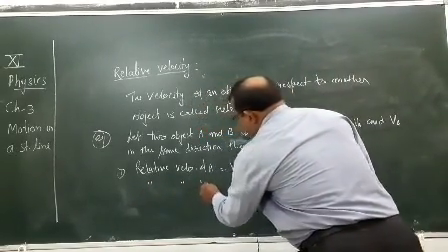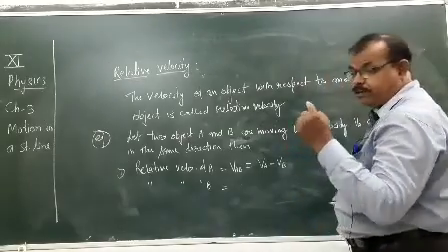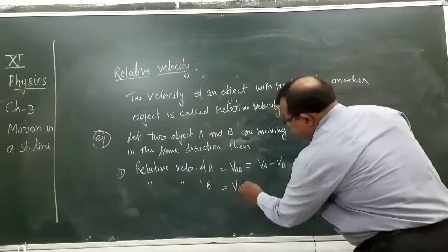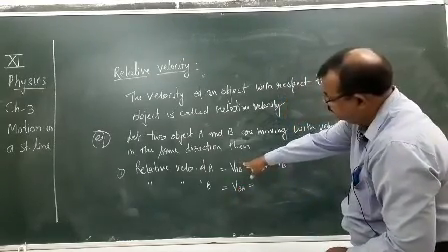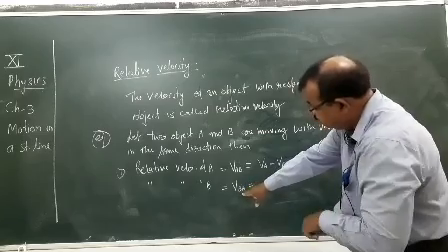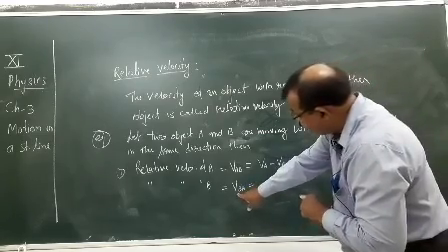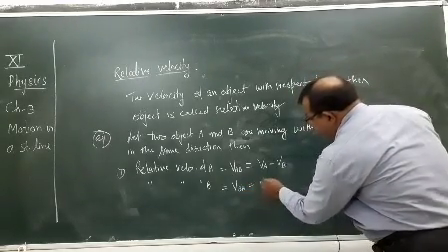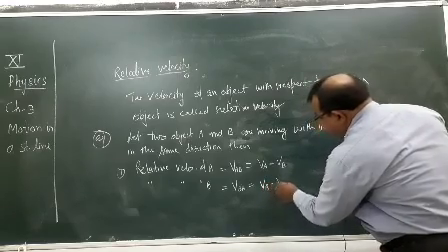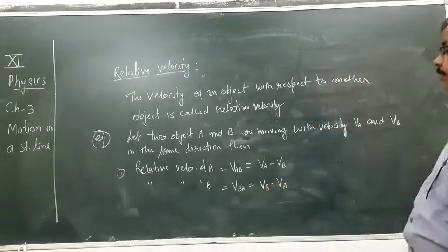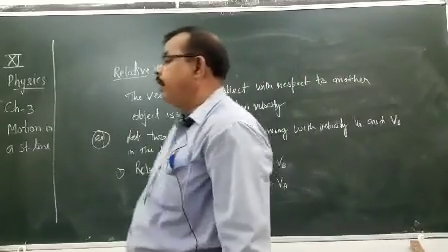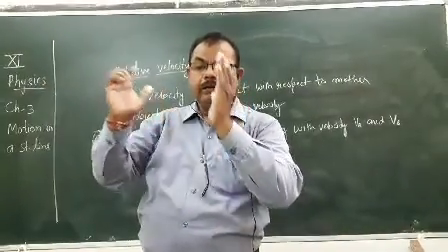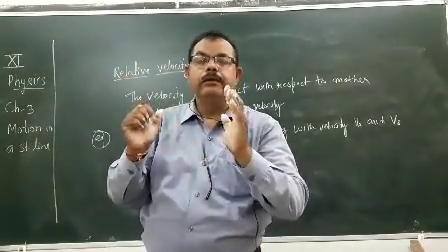Similarly, the relative velocity of B with respect to object A will be VBA. Here it was VAB, but here VBA. Why? Velocity of object B with respect to A. So, this will be VBA and written as VB minus VA. Clear?